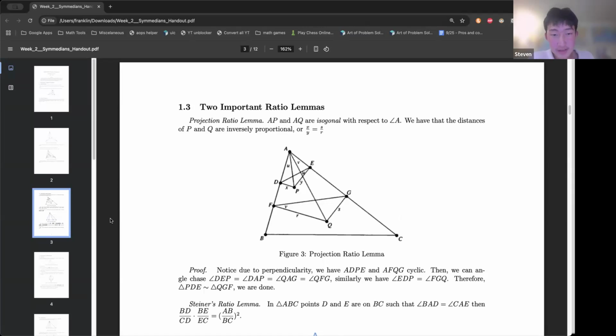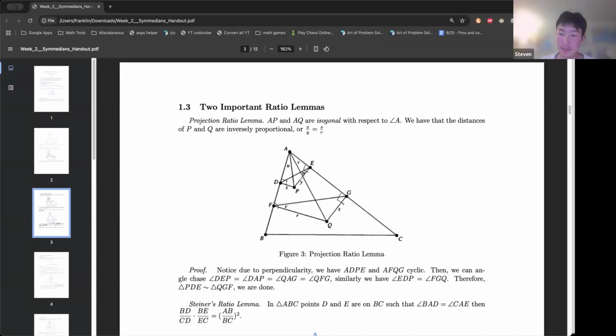So in order to prove it, we can use the idea of similar triangles because we're trying to prove a ratio being equal. We aim to show that triangle PDE is similar to triangle QGF, and assuming you have the knowledge of cyclic quadrilaterals, it's easy to prove that ADPE and AFQG are indeed cyclic. Through trivial angle tracing, which you can carry out by yourself, you're going to prove that the two triangles are similar from two angles being congruent.